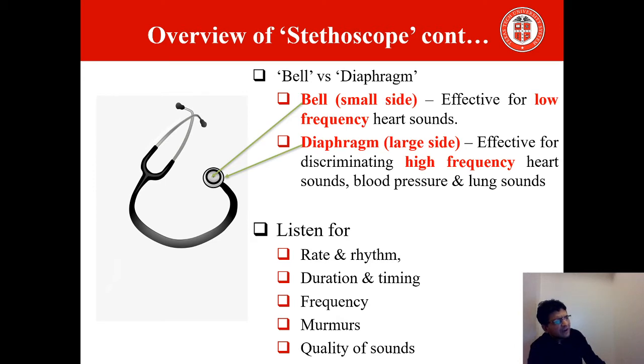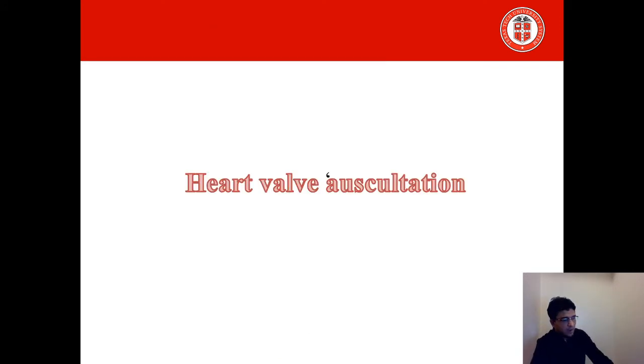These are a lot of characteristics which you can listen to using a stethoscope. You can listen to the rate, rhythm, duration, frequency, murmurs, which are the abnormal heart sounds, and you can also appreciate the quality of sounds using a stethoscope. Now, we know which instrument we are going to use to auscultate the heart.